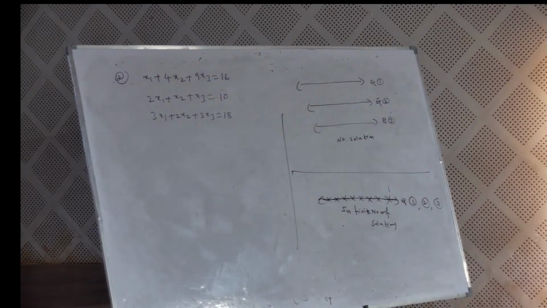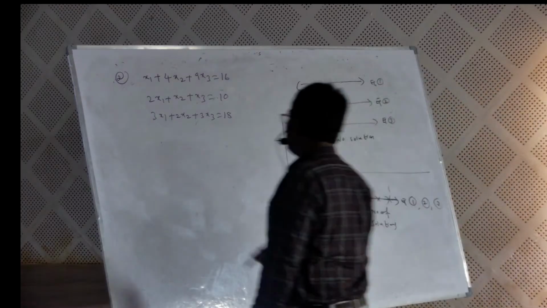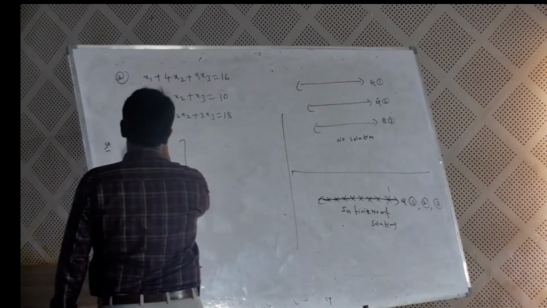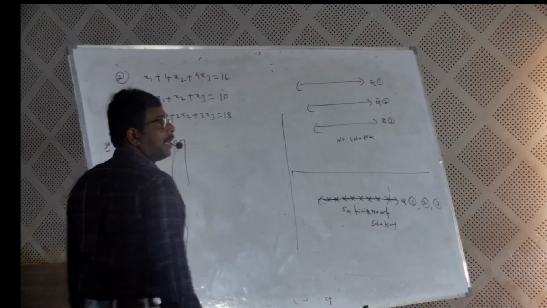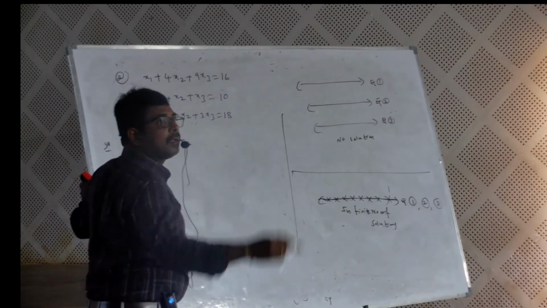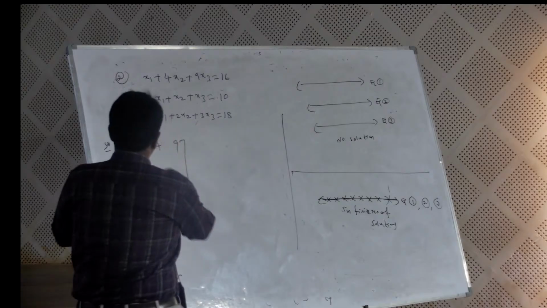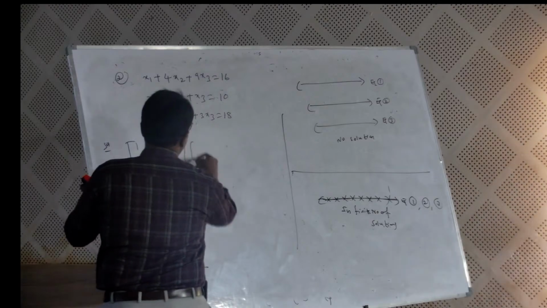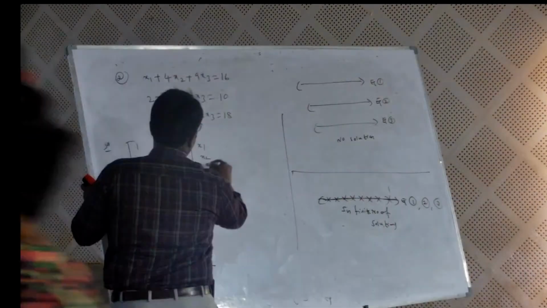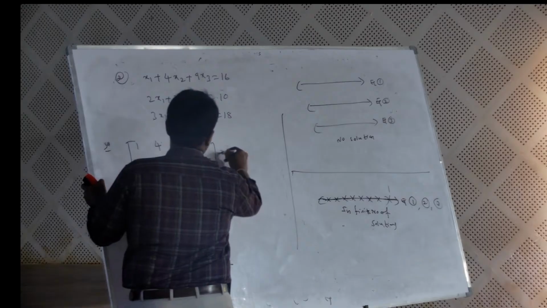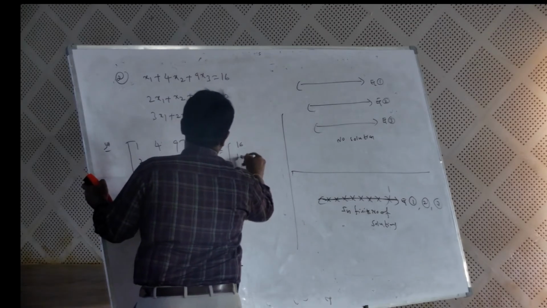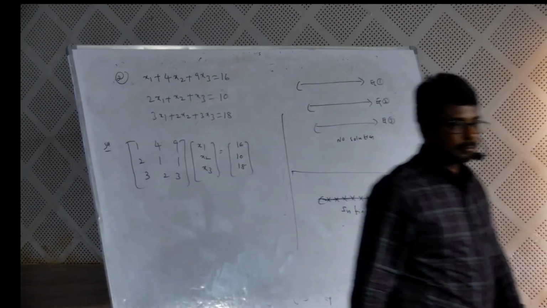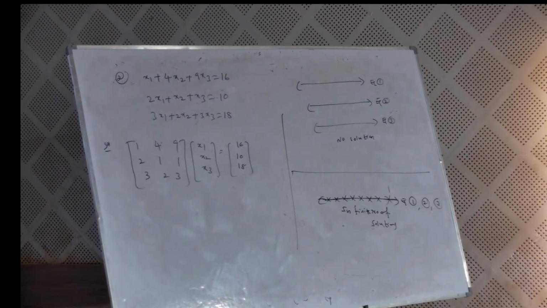Here students, convert the equations into matrix form. Yeah, tell me. 1, 4, 9. Next, 2, 1, 1. Next, 3, 2, 3, into x1, x2, x3, equal to 16, 10, 18.